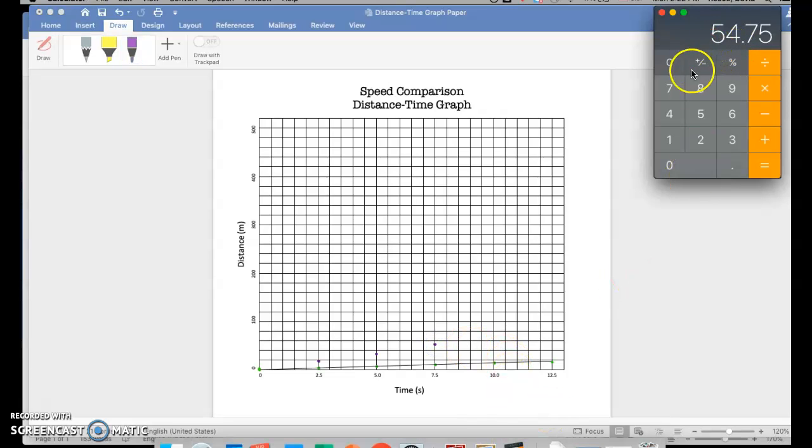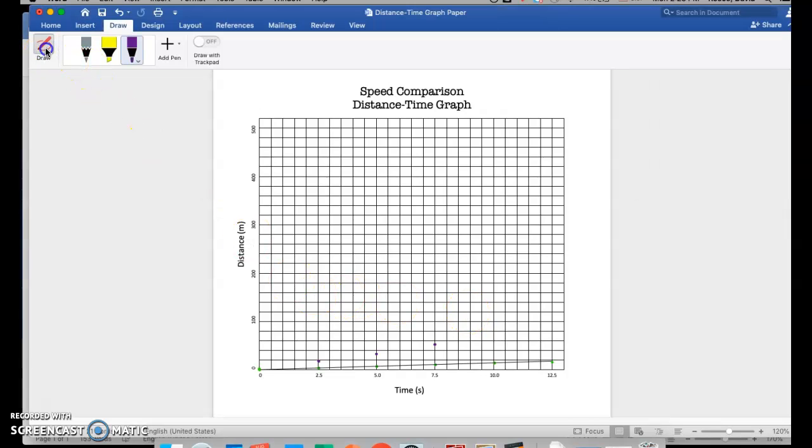Okay, 7.3 times 10 is going to be 73. So again, I'm going to place my dot at where I think 73 is. So 20, 40, 60, 70 is about halfway. So I'm just going to be slightly higher than that. Again, 20, 40, 60, 73, just slightly more than halfway. I'm going to put my dot.